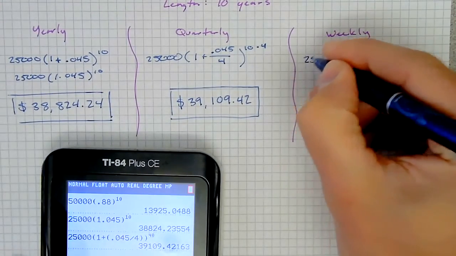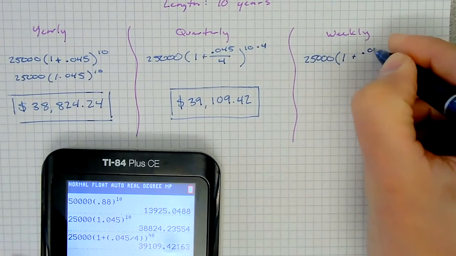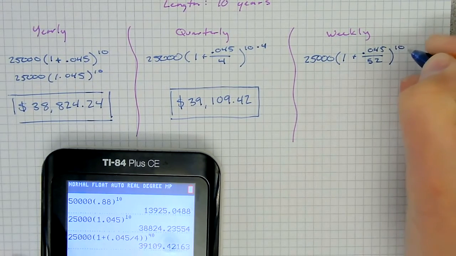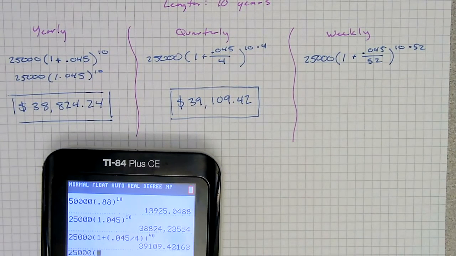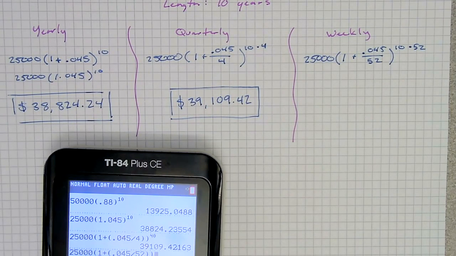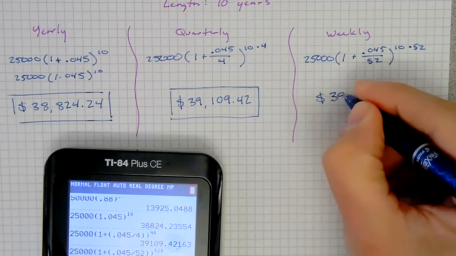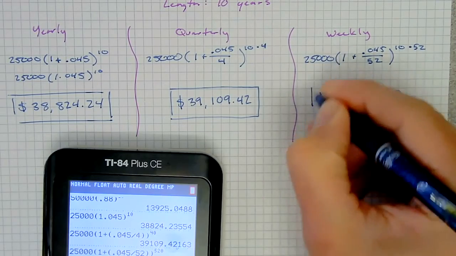Okay, weekly, same thing. How many weeks are in a year? 52. So I get 25,000 times 1 plus my interest rate split up over 52 weeks, raised to 520 total compounds, which gives $39,200.18.